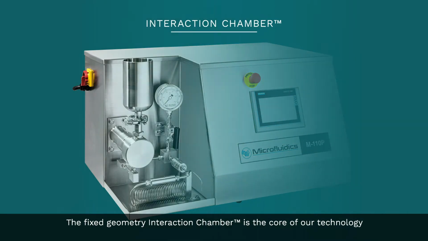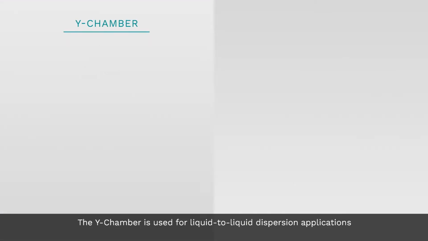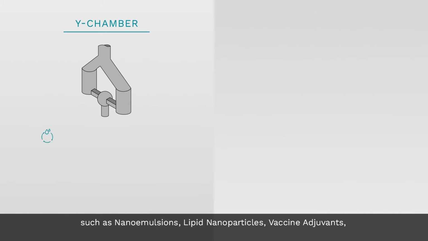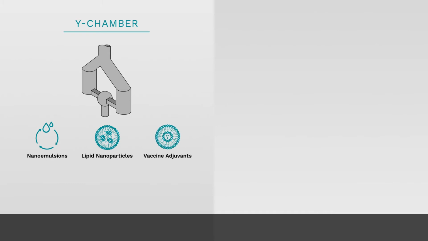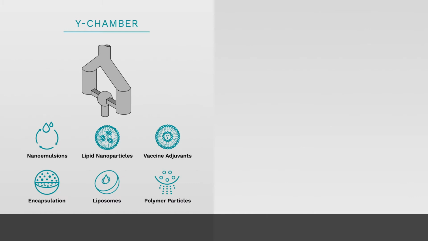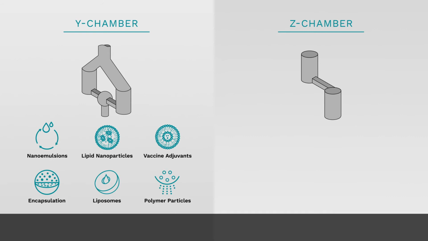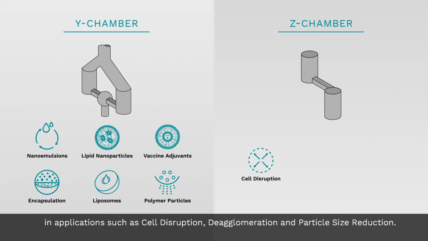The fixed geometry interaction chamber is the core of our technology and comes in different configurations to suit the application. The Y chamber is used for liquid-to-liquid dispersion applications, such as nanoemulsions, lipid nanoparticles, vaccine adjuvants, encapsulation, liposomes, and polymer particles. The Z chamber is recommended for suspension of a solid into a liquid, in applications such as cell disruption, deagglomeration, and particle size reduction.